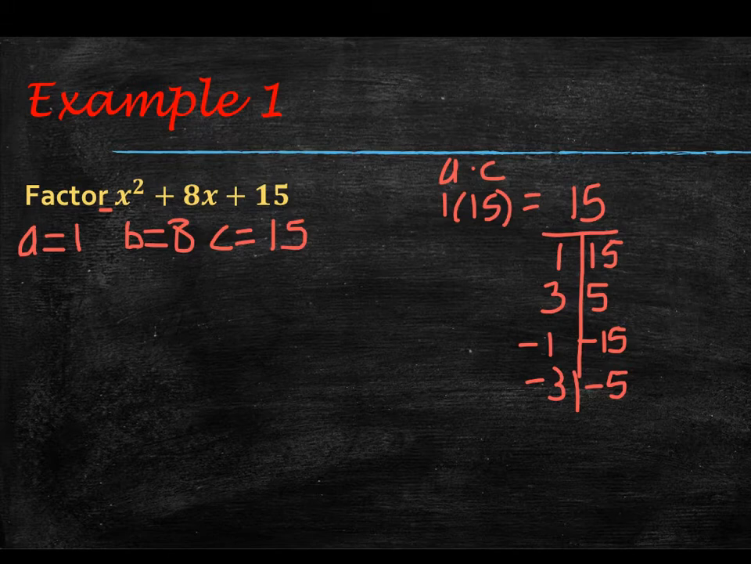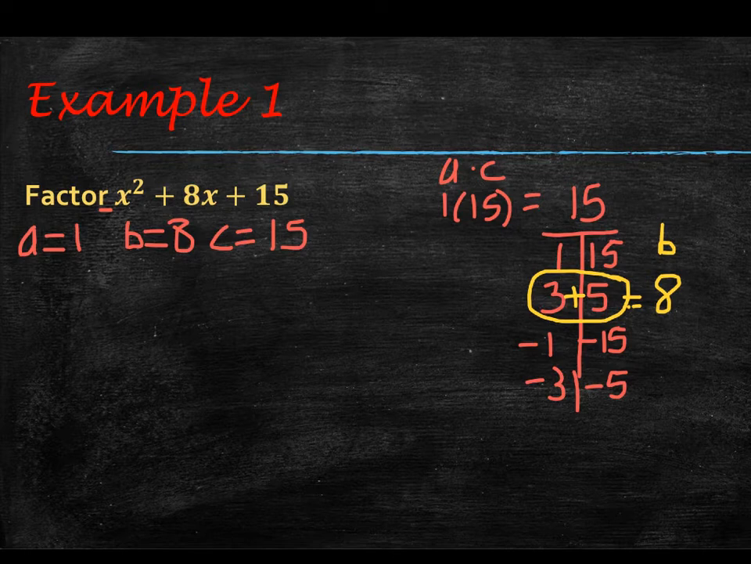At this point you're going to choose the pair of factors that will add up to that B term. So we see that 3 and 5, when I add them together, they equal 8. And that's what I want. I want them to add up to my B term.